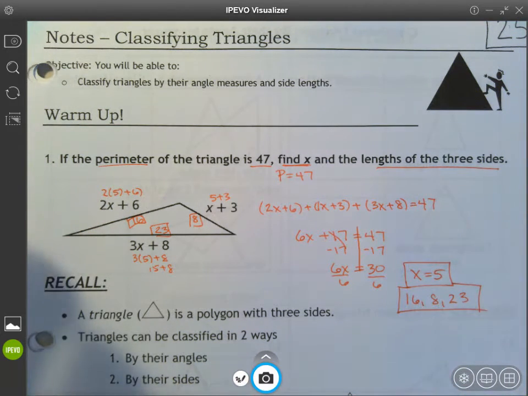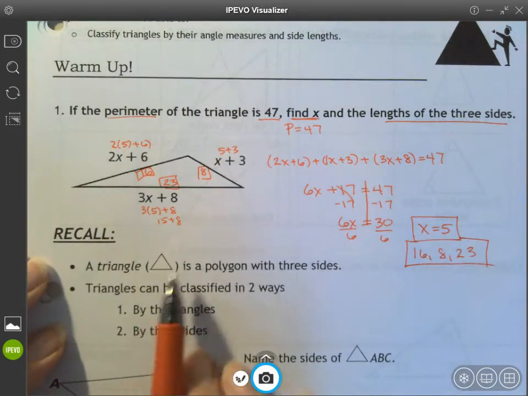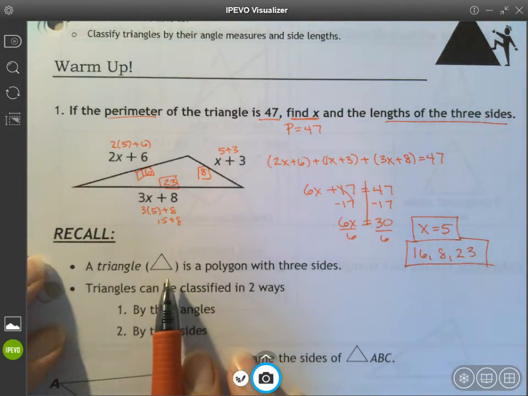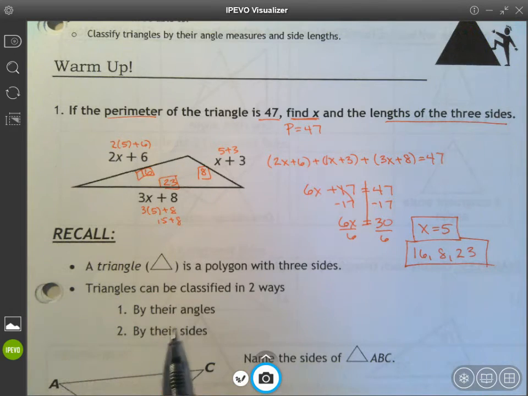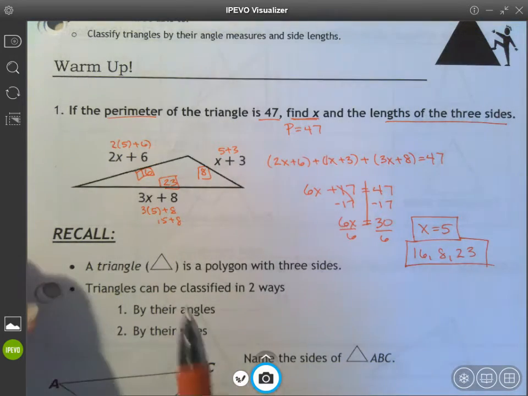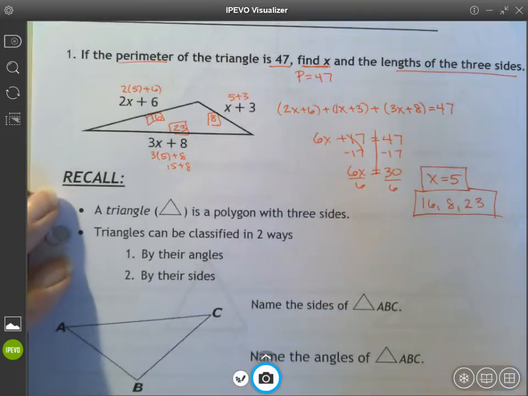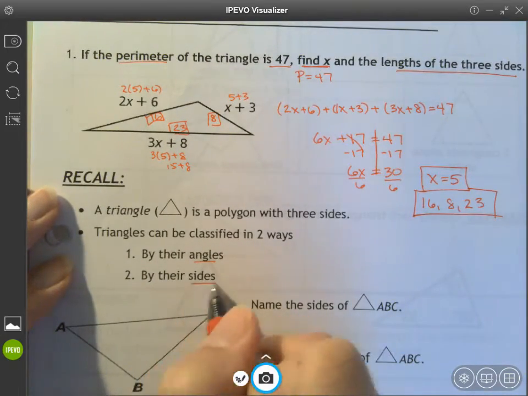Not bad. Quick warm-up review. Now we're going to get into classifying triangles. Not a hard thing. I think you're familiar with these words. We just have to remember which one's which. A triangle is a polygon with three sides. A square, a rectangle, a pentagon, those are all polygons, but we're more specific. We can classify triangles by their angles and by their sides.